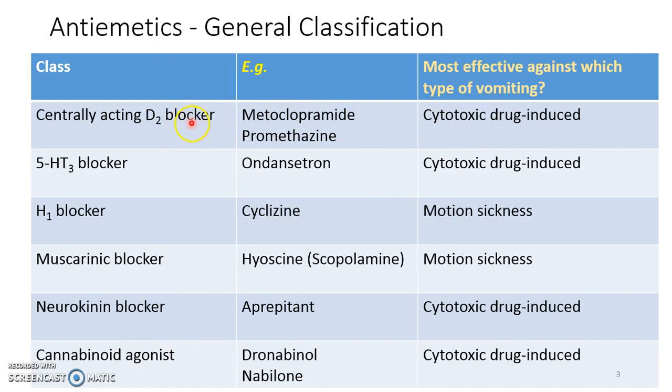So the D2 blockers and the serotonin 3 blockers, and also the neurokinin blocker and the cannabinoid agonist, they are effective for cytotoxic drug induced vomiting. And then ondansetron is also again for cytotoxic drug induced vomiting. And cyclizine, the histamine 1 blocker, is used for motion sickness, and also hyoscine is used for motion sickness.